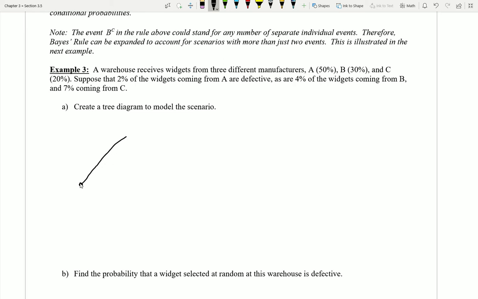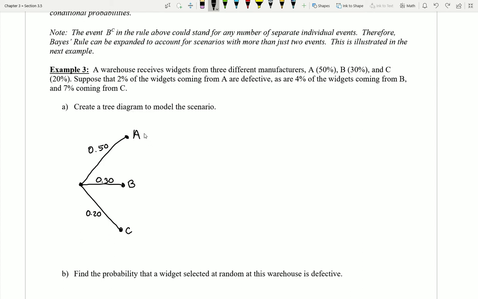Notice that I'm starting with thinking about the fact that I have a widget that's going to be coming from one of my different manufacturers. I have manufacturer A, manufacturer B, and C. And so I can think about the breakdown of how the widget comes into the warehouse. 50% of the widgets come from manufacturer A, 30% come from manufacturer B, and we know that 20% come from manufacturer C. Again, along this splitting of the tree, I end up with a total of 100%.